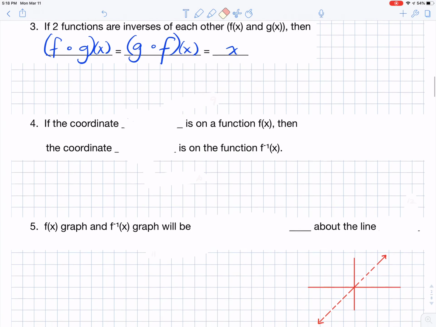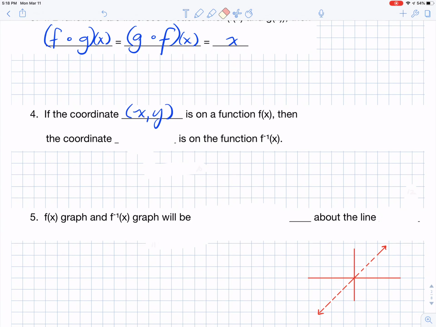Interesting fact number 4. If the coordinate (x, y) is on the original function, then the coordinate (y, x) is going to be on the inverse function.